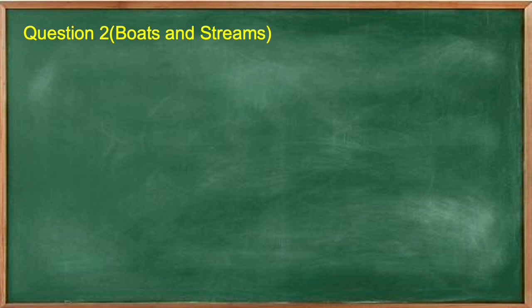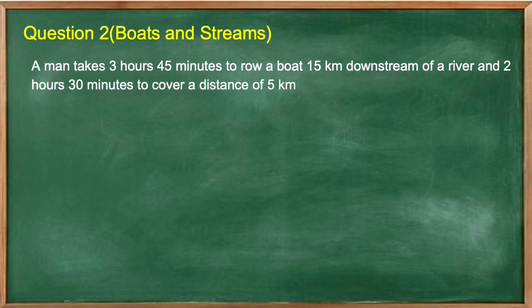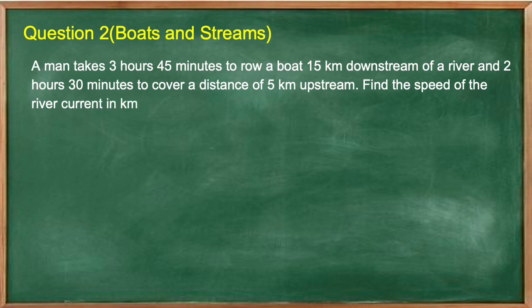Question 2, boats and streams. A man takes 3 hours 45 minutes to row a boat 15 km downstream of a river and 2 hours 30 minutes to cover a distance of 5 km upstream. Find the speed of the river current in km per hour.